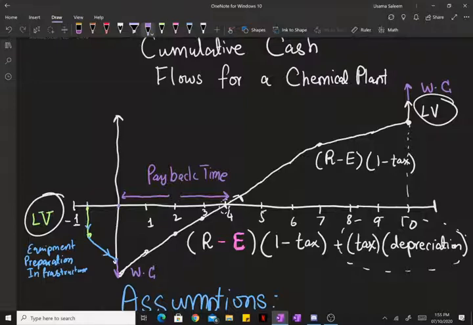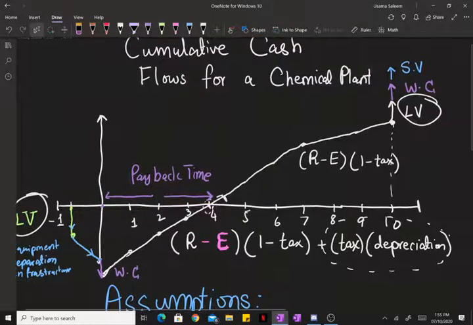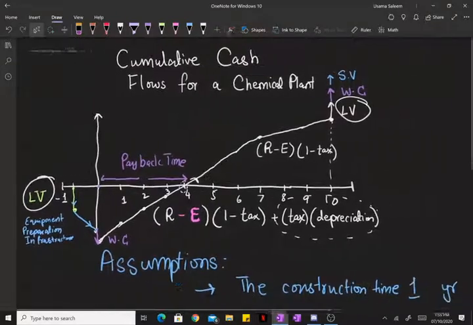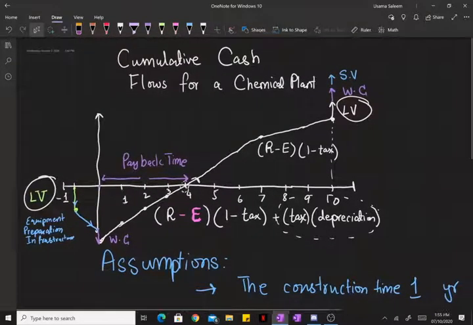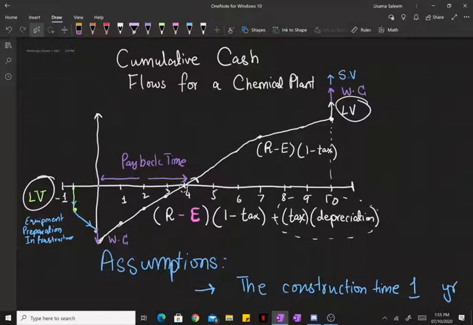And also, if your equipment is still functional, you'll sell it and get some salvage out of your equipment, the salvage value. So this is what a typical cumulative cash flow diagram is going to look like for a chemical plant.